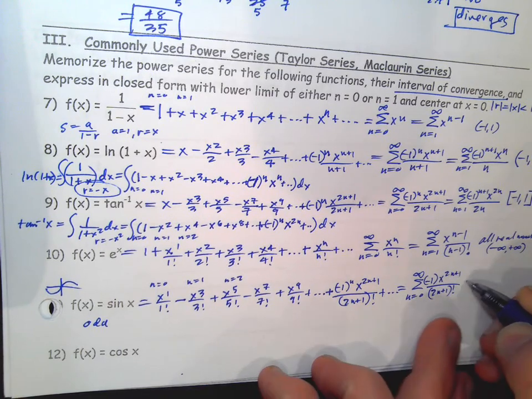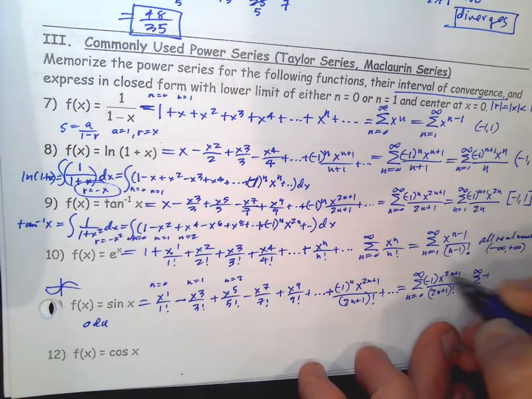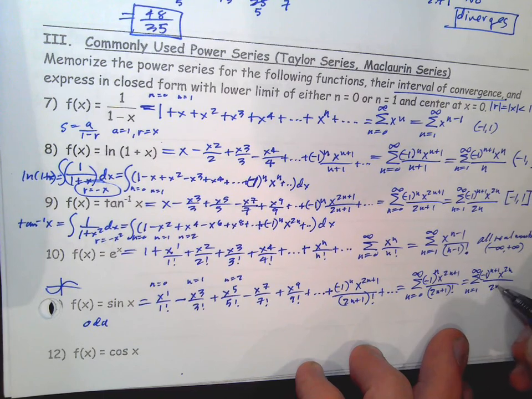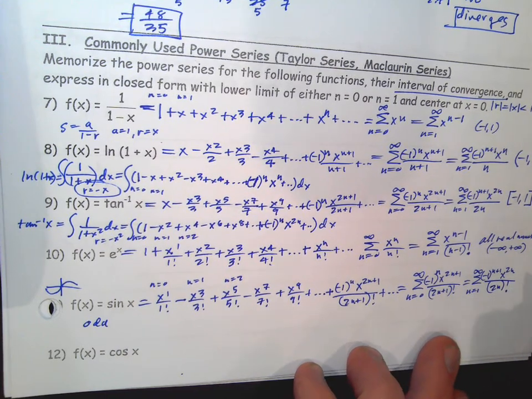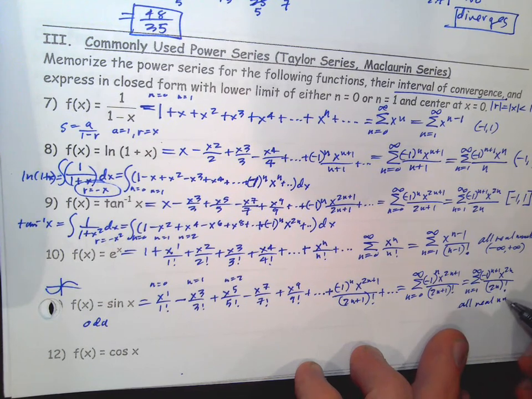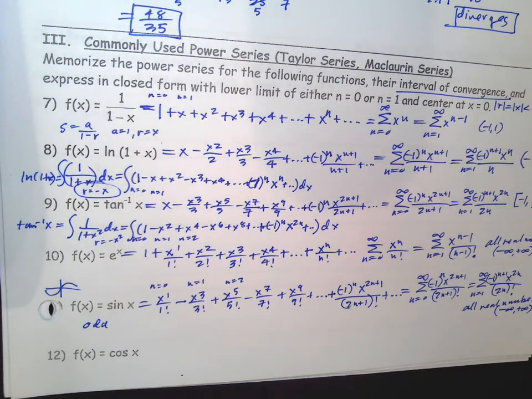Now, if we were to start at n equals 1 instead, you have negative 1 to the n plus 1, or minus 1, and then you have x to the 2n over 2n factorial. Now this converges for all real numbers. Negative infinity, positive infinity, interval of convergence. We never put brackets on infinity.